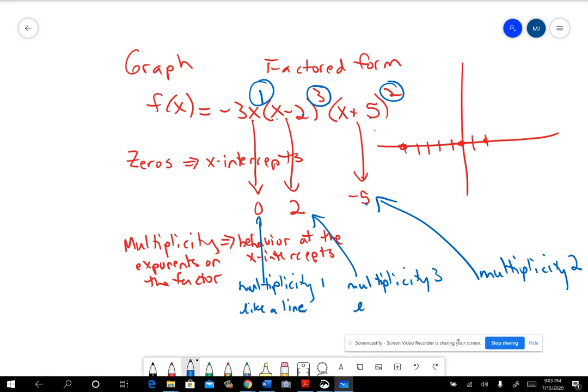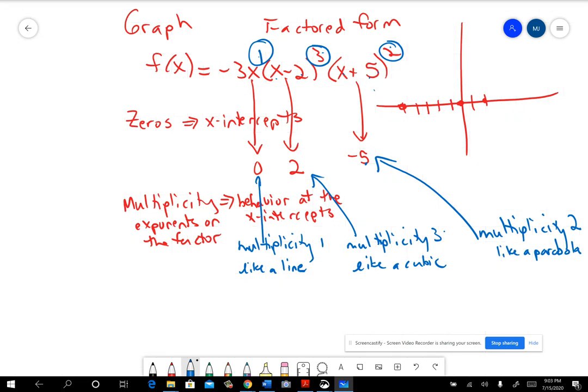This is going to behave like a cubic. And this one's going to behave like a parabola, because the exponent was to the first, to the third, to the second. So like a line, like a cubic, like a parabola. All right, so that helps. I can't quite use it yet, but I will in just a second. All right, so that's multiplicity.